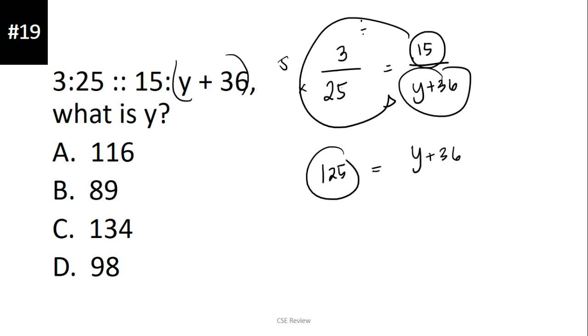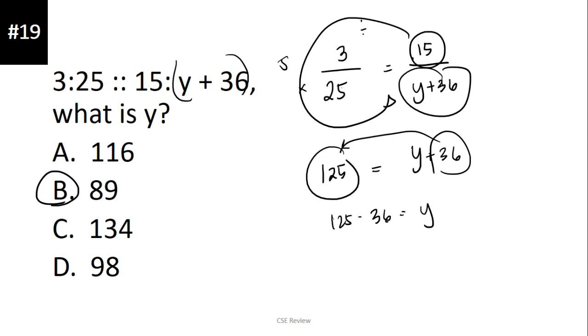So, ano yung y? Ilipat lang natin yung 36 sa kabila. So, 125 minus 36 is equal to y. So, 125 minus 36, that is going to be 89. That is letter B. Okay? Kasi ang 125 minus 36 is 89.